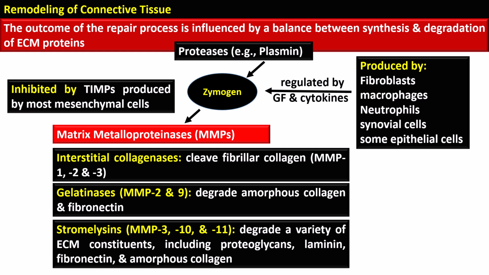There is a related family of these MMPs, that is ADAMs, a disintegrin and metalloproteinase. These ADAM enzymes are membrane bound and they cleave the extracellular domain of cytokines and growth factors like TNF, TGF beta, and EGF family members. This helps regulate cell communication and signaling during tissue remodeling.